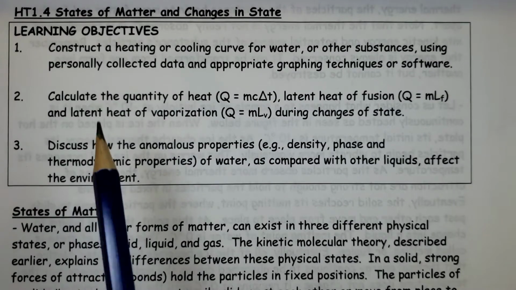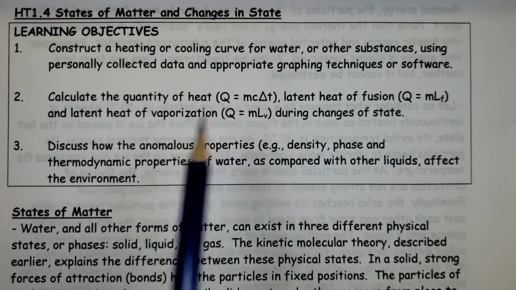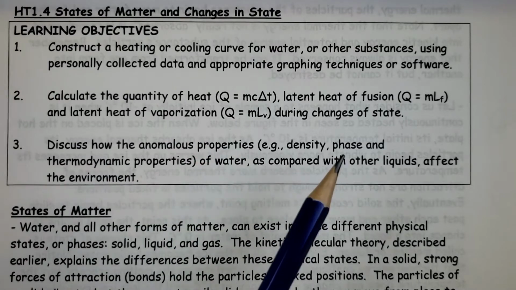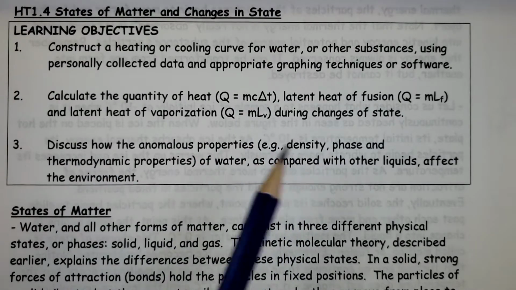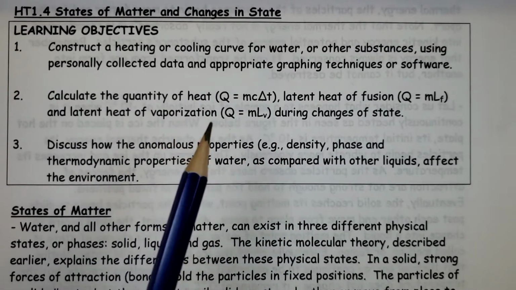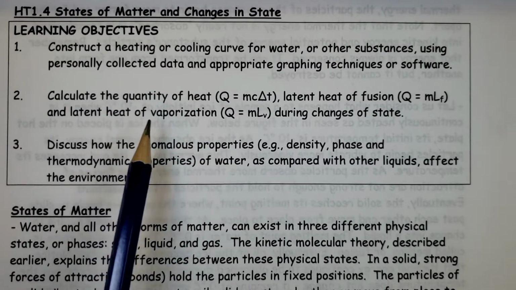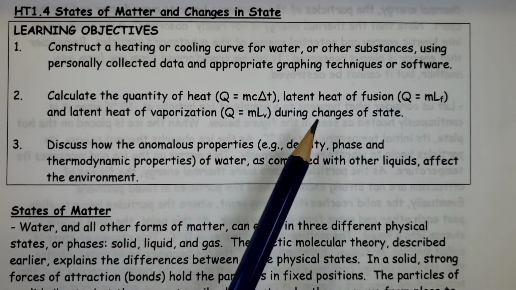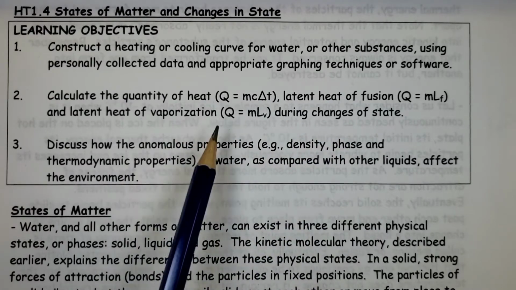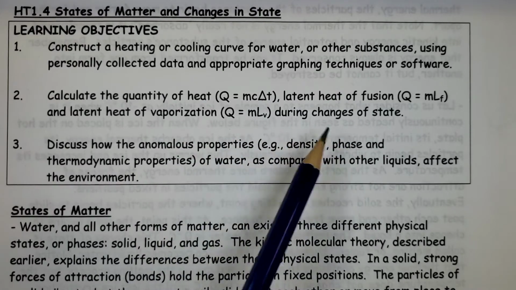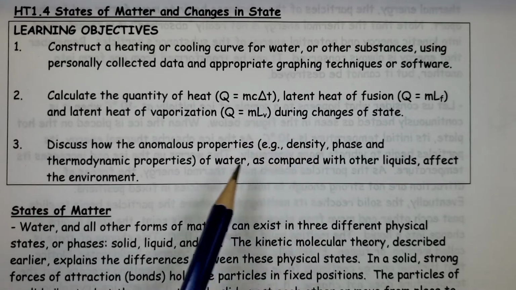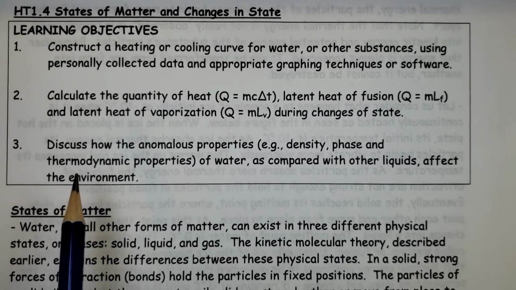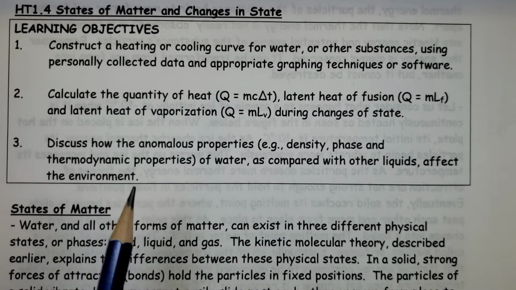So construct a heating or cooling curve for water or other substances using personally collected data and appropriate graphing techniques. I'll give you some data and we'll be able to do that. Calculate the quantity of heat, Q equals MC delta T like we were before, plus the latent heat of fusion and the latent heat of vaporization during changes in state. That'll be more in the next video. And this last part too, the anomalous properties of water, that'll be in the next video as well.